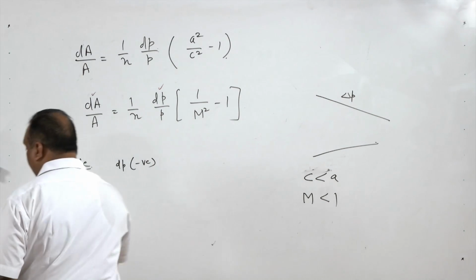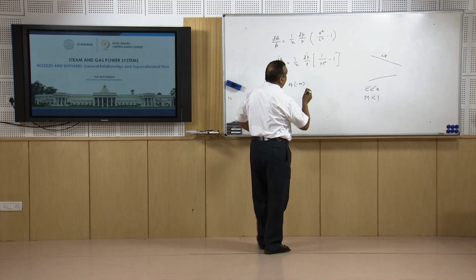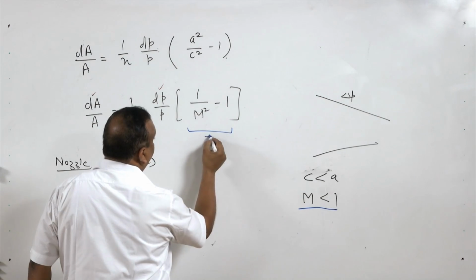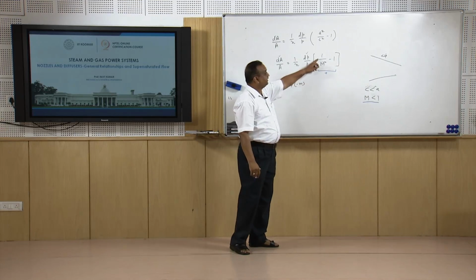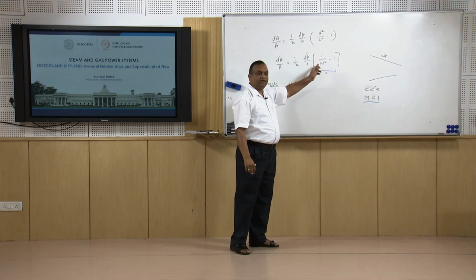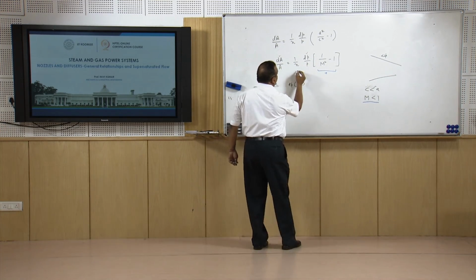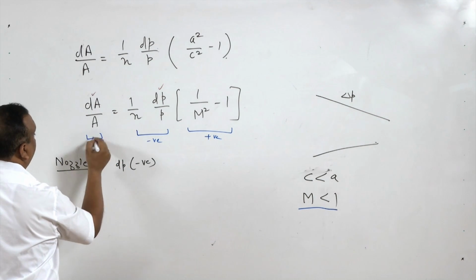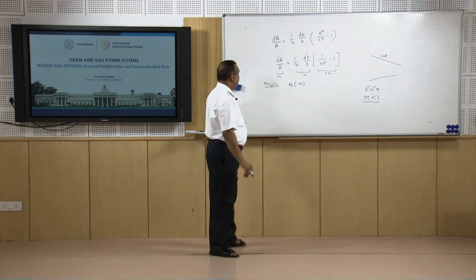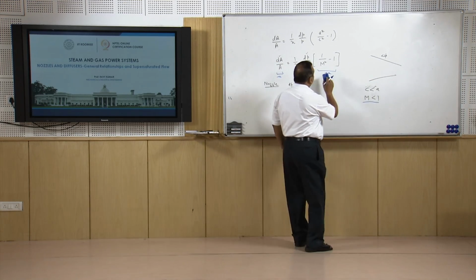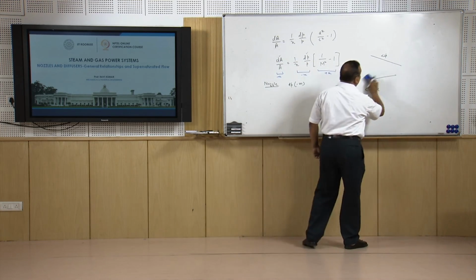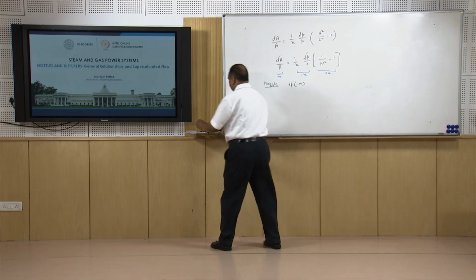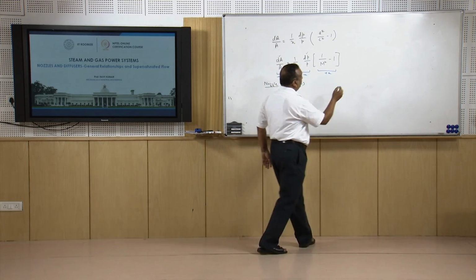This expression I will write again. When M is less than 1, this expression is positive, because 1 by M square, M is less than 1, 1 by M square is greater than 1. And this expression we have already assumed negative. So dA by A is going to be negative. It means for velocity less than the sonic velocity, if you want to draw the shape of the nozzle, the shape of the nozzle is going to be like this.